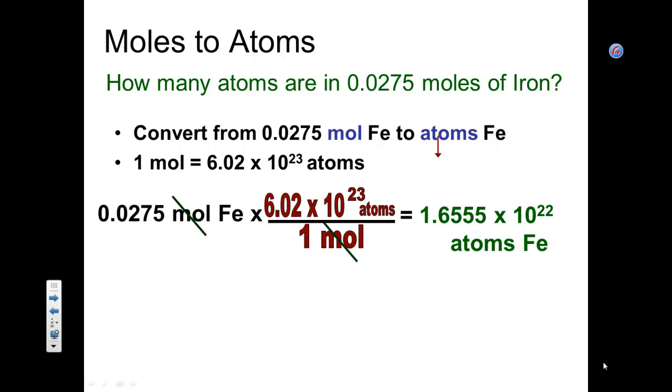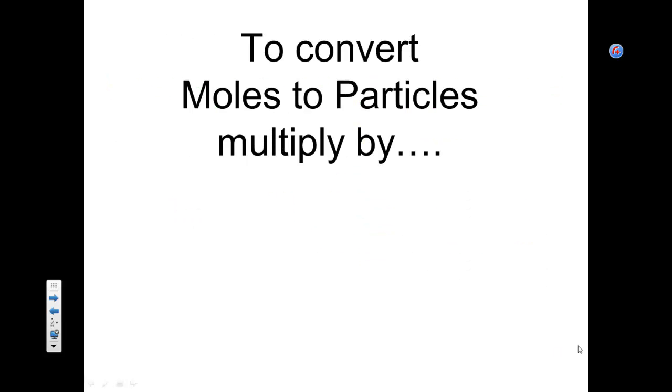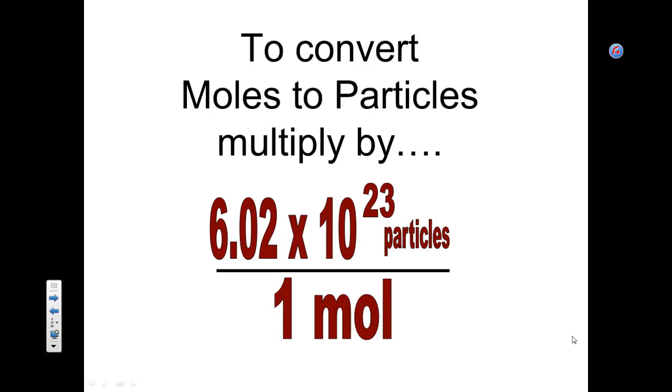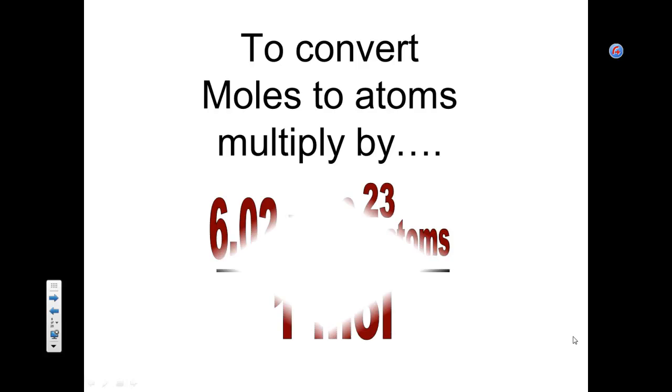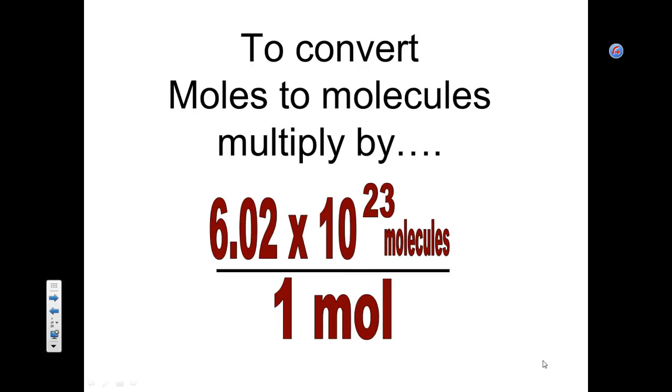significant figures, and that limits our answer to only 3 significant figures. So I'm going to look at the third significant figure from the left, look one to the right, it's 5 or greater, and so I'm going to round 5 up to 6, so I'd have 1.66 times 10 to the 22nd atoms of iron. And like all good chemistry calculations, you should circle your answer and celebrate because you have it right. All right, so to convert from moles to particles, multiply by 6 times 10 to the 23rd particles per mole. That would be atoms per mole, or it would be molecules per mole.